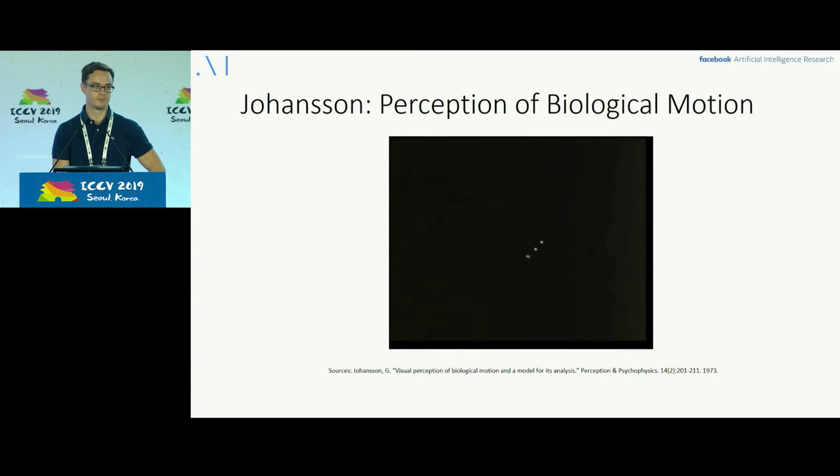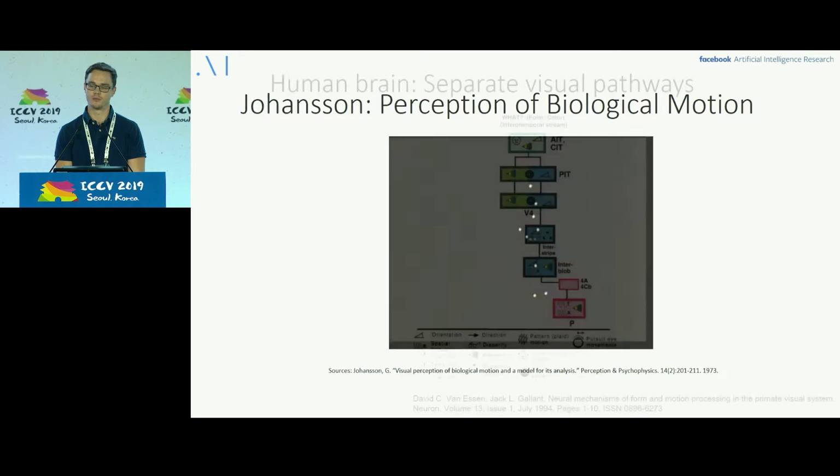So our work is also in part inspired by neuroscience. So please have a look at the following video from an experiment around 40 years ago. So isn't it amazing what our brain is able to do with just motion information? A few dots that move in a certain way. So what do we know about the brain?